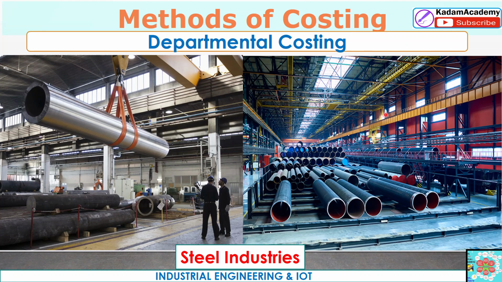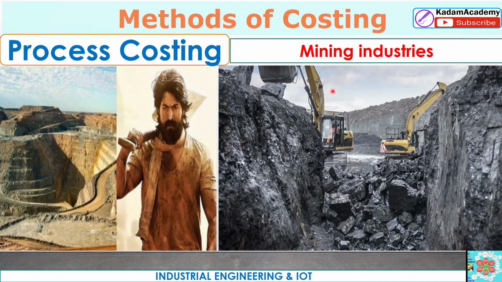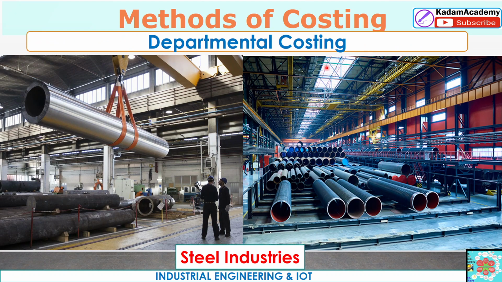Next is departmental costing. Before this, in the process industry, under process costing, what will happen? The cost is transferred from the previous operation, and the cost incurred at each operation, showing material, labor and overhead, is all calculated at each stage. Now we'll go toward departmental costing.